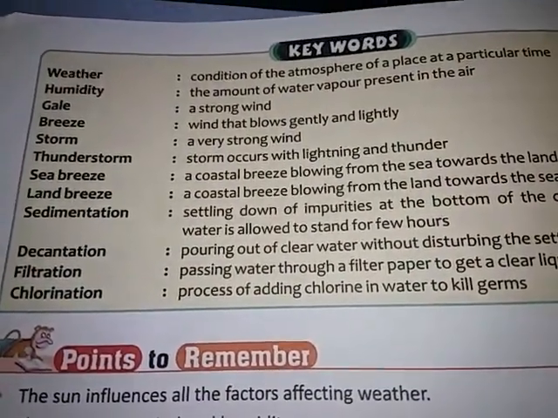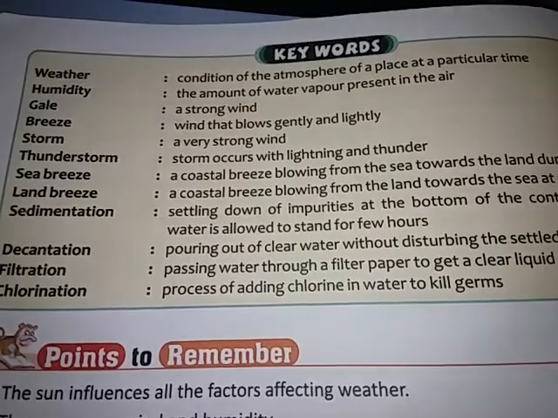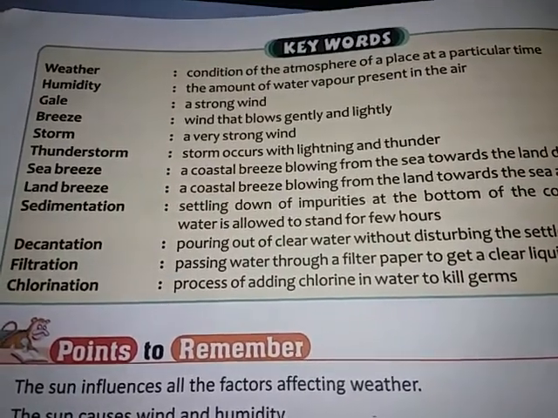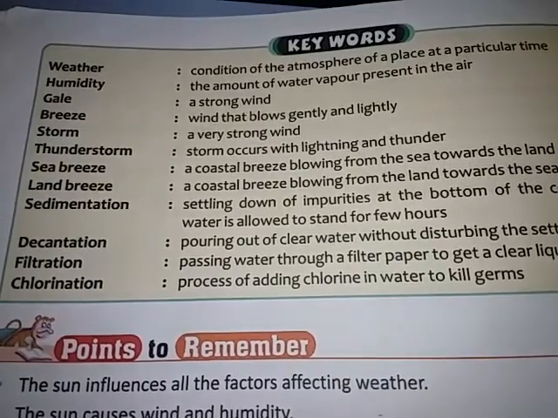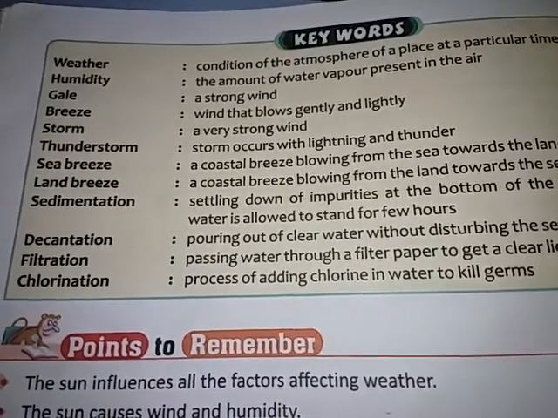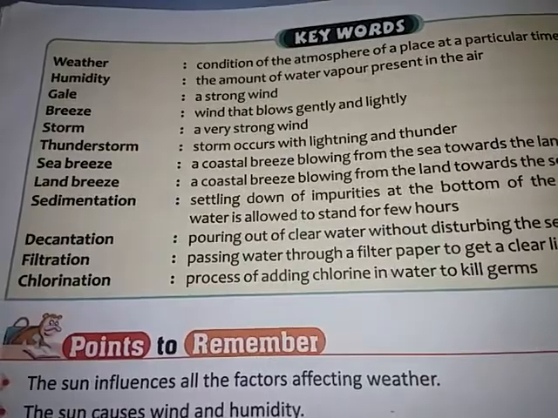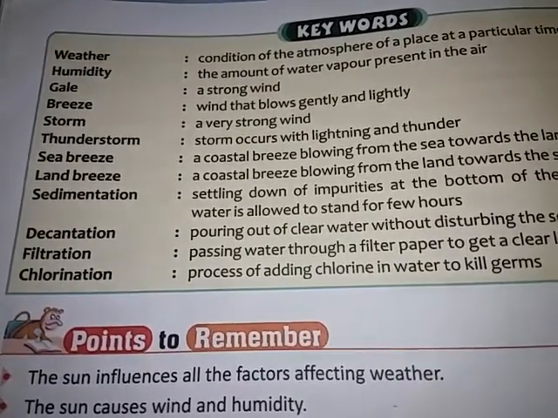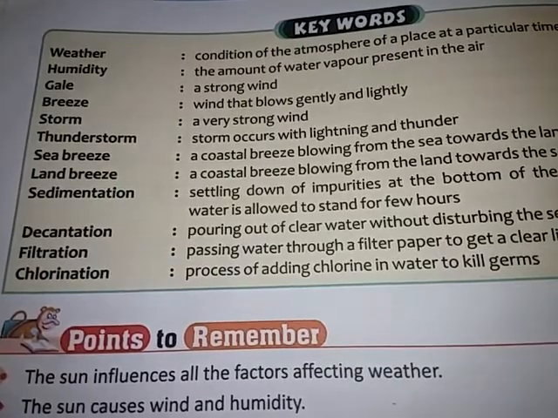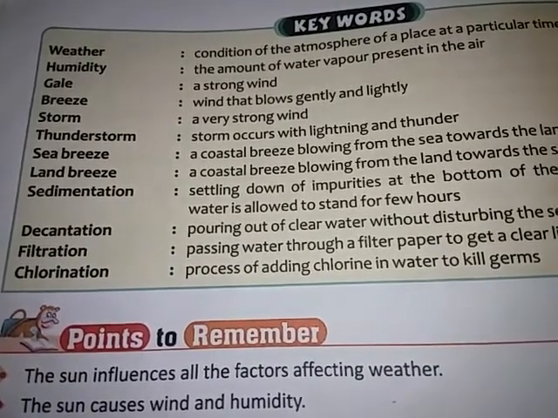Weather: condition of the atmosphere of a place at a particular time. Humidity: the amount of water vapor present in the air. Gale: a strong wind. Breeze: the wind that blows gently and lightly. Storm: a very strong wind.